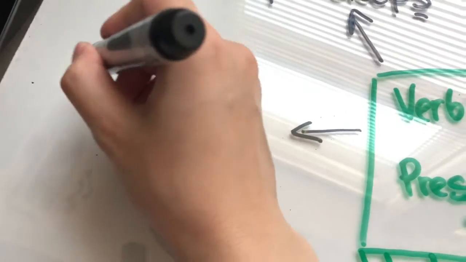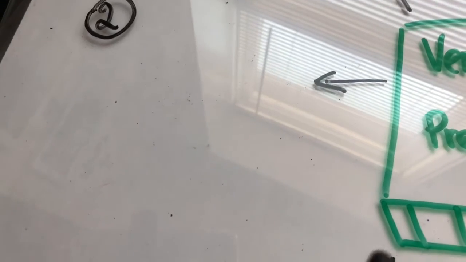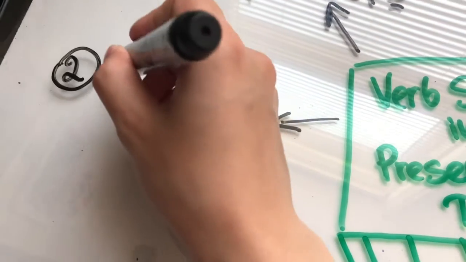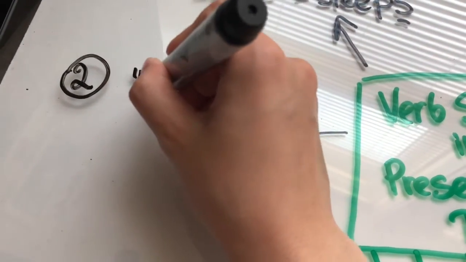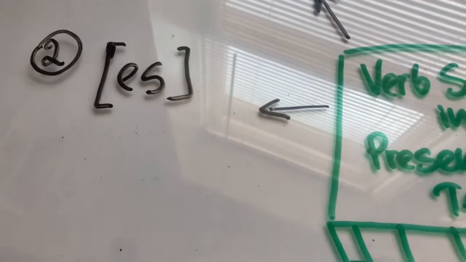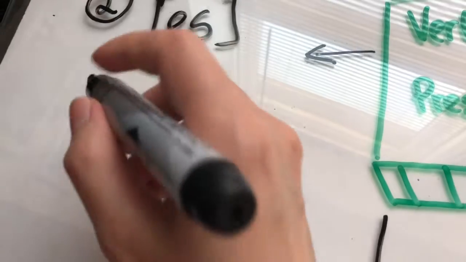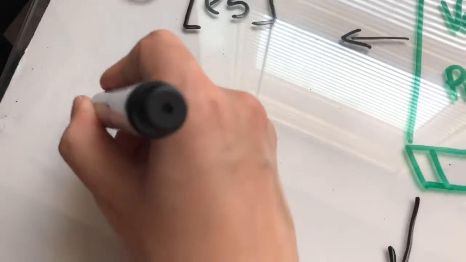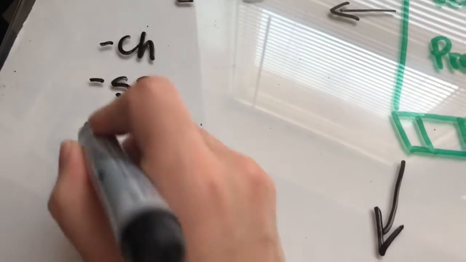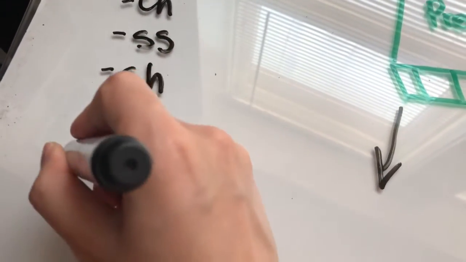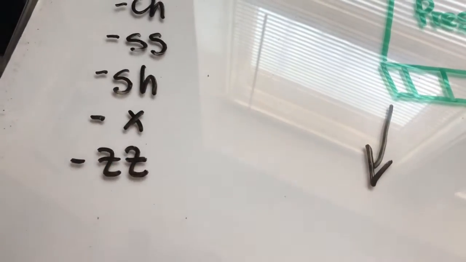However, when your verbs end on the following combinations, you need to add an ending es instead of just s. Here are the combinations: ch, ss, sh, x, or double z.